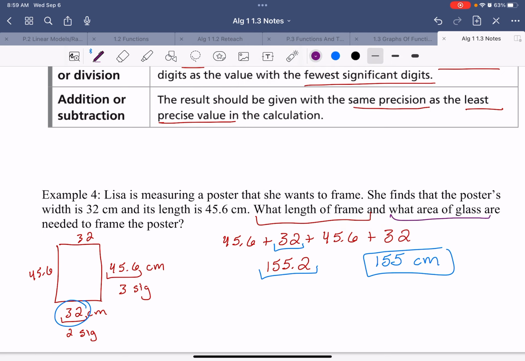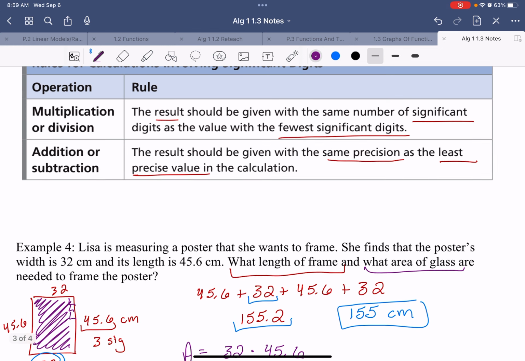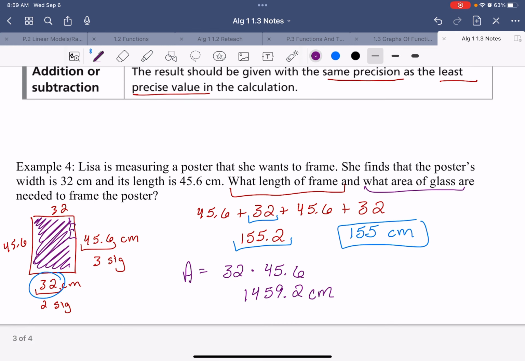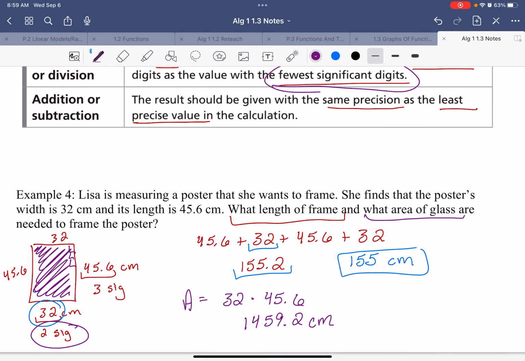Area of the glass, so the glass that covers it in here. To find the number of square units it would take in there, for the area I need to multiply the length times the width. When I multiply these two, my calculator gives me 1,459.2 centimeters. But when multiplying, the fewest significant digits is what counts, and this one only has 2. So I have to round this to 2 significant digits.